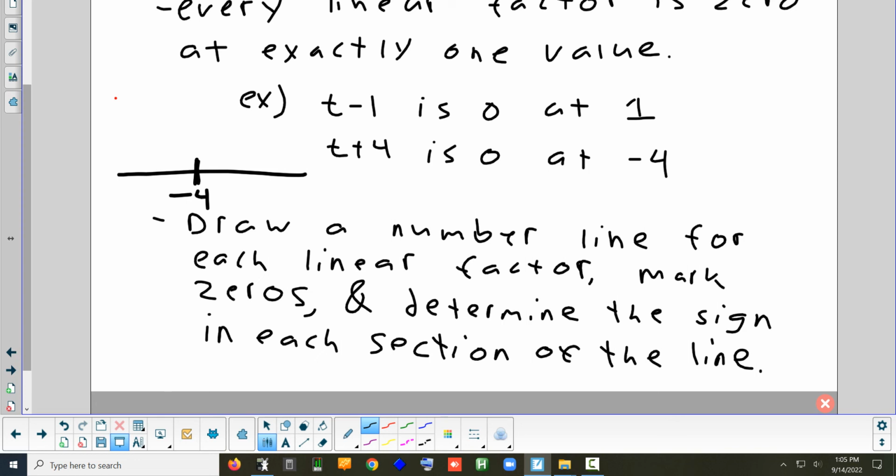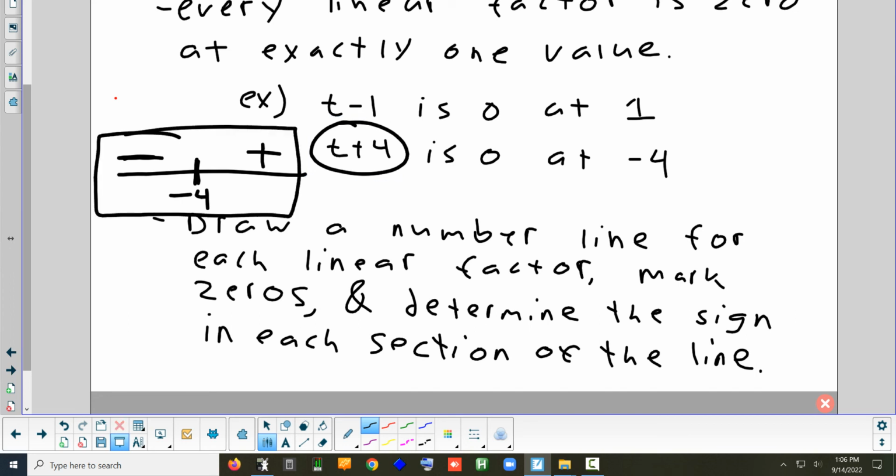I want to know what the sign is going to be if I plug a number less than -4 into that formula. Well, it would be a negative result. If you plug a number below -4 into what I just circled, you'll get a negative result. If you plug a number higher than -4 into that thing I have circled, you'll get a positive result. That's what we need to do for each factor. Make a number line, mark the 0, and determine the sign in each section.